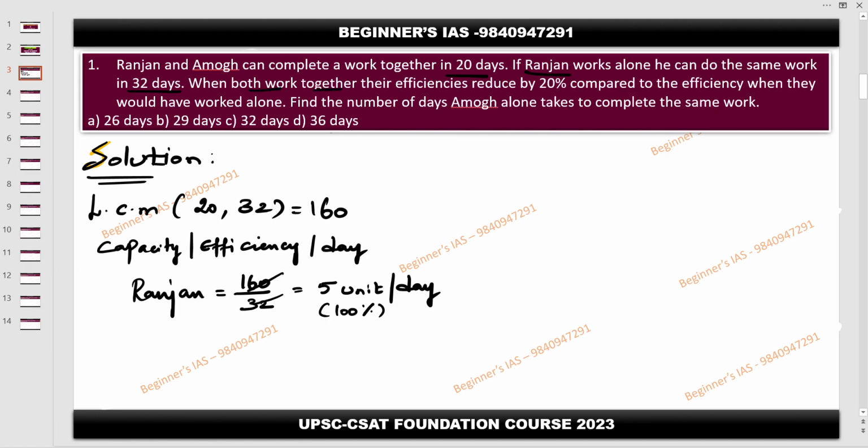But when working together, their efficiency is reduced by 20% compared to their individual efficiency. The individual efficiency of Ranjan is 5 units per day, which is 100 percent. What we have to do is reduce 20 percent. So 20 percent of 5 is 20 by 100 into 5, which is going to be 1 unit. So when Ranjan and Amog work together, Ranjan's efficiency is reduced by 1 unit.